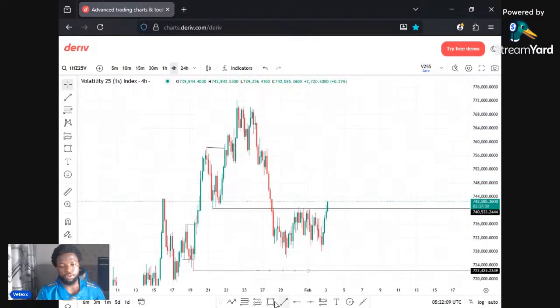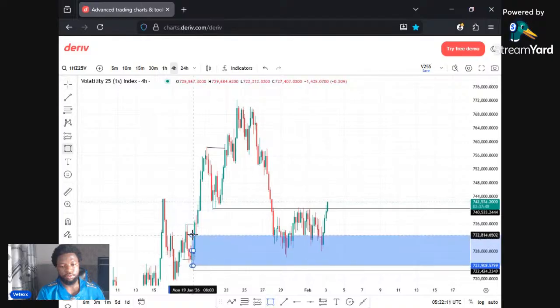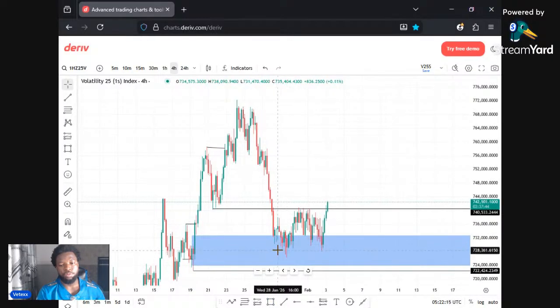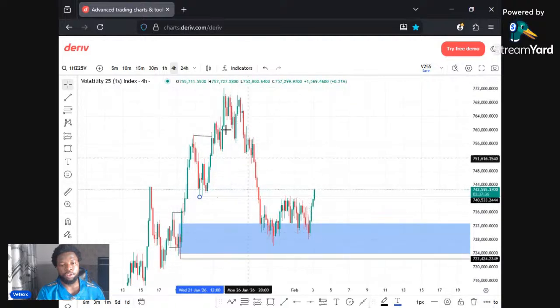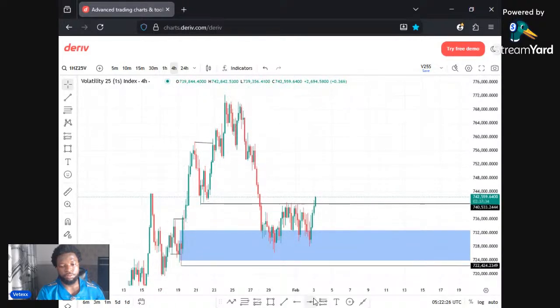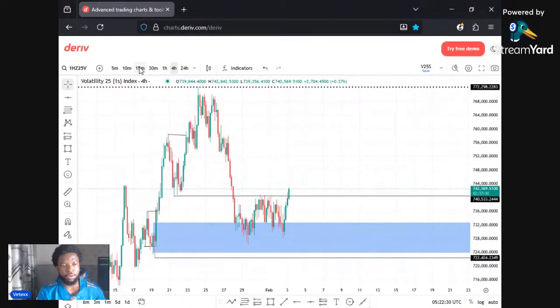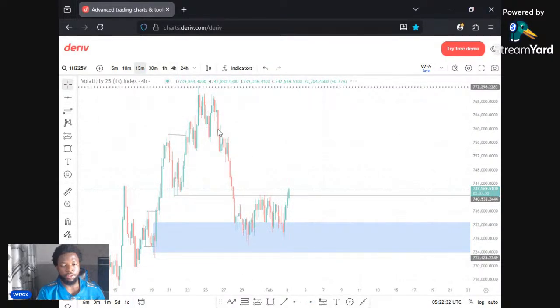So this is our point of interest. As price taps into this point of interest, it's expected to move in the opposite direction. Okay, so this is our starting point, and this here is our finish point. What do we do next? Let's go to the 15 minutes time frame and see if we are going to spot our re-entry.